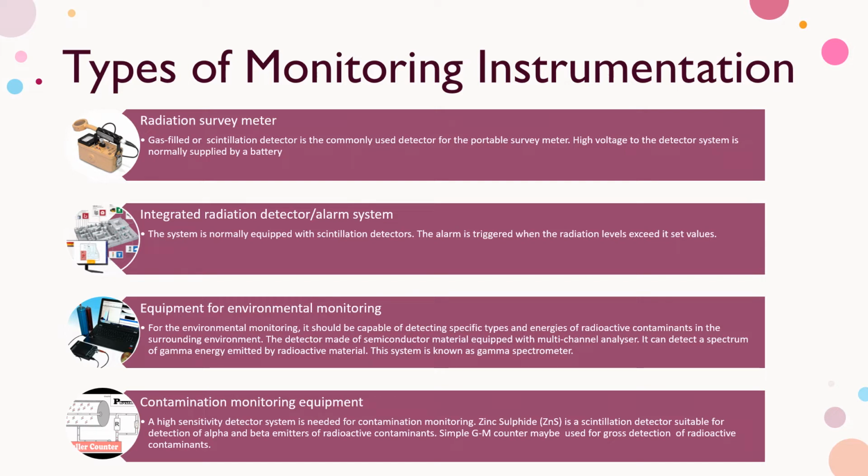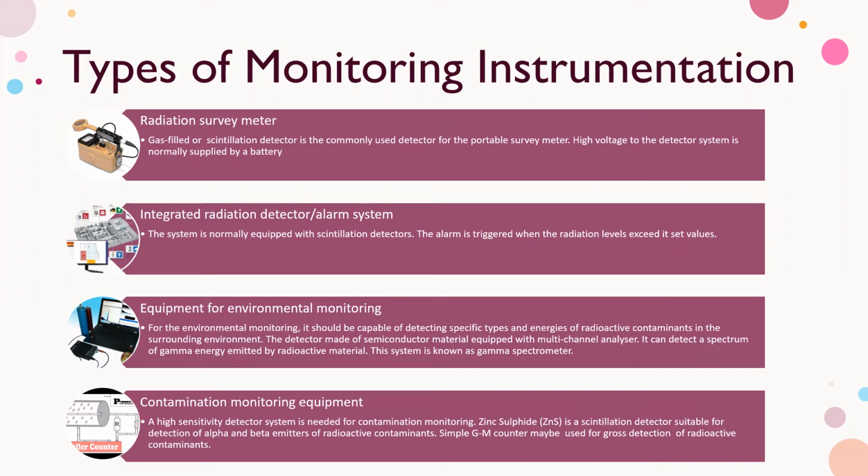Radiation survey meter. Gas field or scintillation detector is the commonly used detector for the portable survey meter. High voltage to the detector system is normally supplied by a battery. Integrated radiation detector or alarm system. The system is normally equipped with scintillation detectors. The alarm is triggered when the radiation level exceeds its set values.